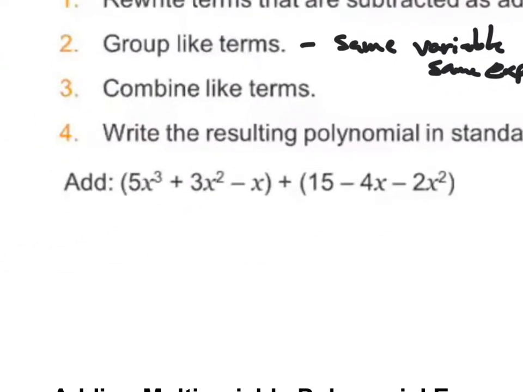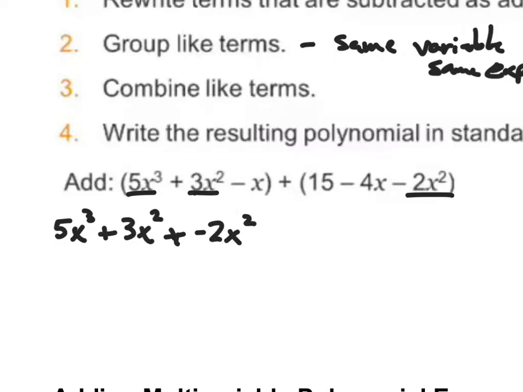Let me rewrite this. I've got 5x cubed plus 3x squared. I'm going to start with my x cubed, because that's my largest exponent. Then I'm going to look at which one of these has an x squared. I've already done 5x cubed, and I've got 3x squared. The other x squared is this one, and I'm going to write that as a plus negative 2x squared, to add those together. Now I've done all my x cubes; I have no more x cubes.